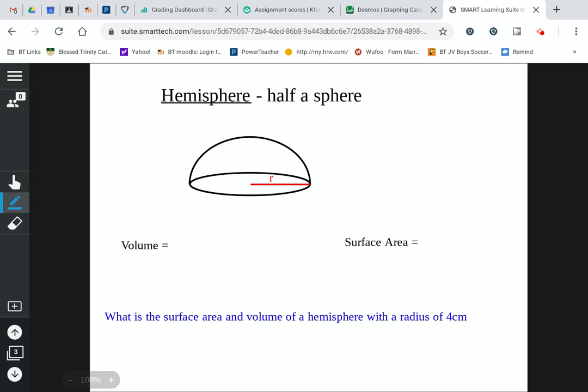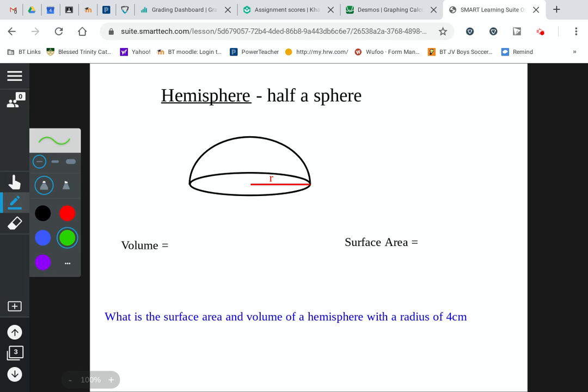A hemisphere is half a sphere. You live in the northern hemisphere. You live in the western hemisphere if we're talking about the Earth. The Earth is relatively a perfect sphere. Not quite. It is a little more oblong, and that's due to gravity and all that stuff. But it is a sphere that we live on for the most part. So the formulas are going to change just slightly.